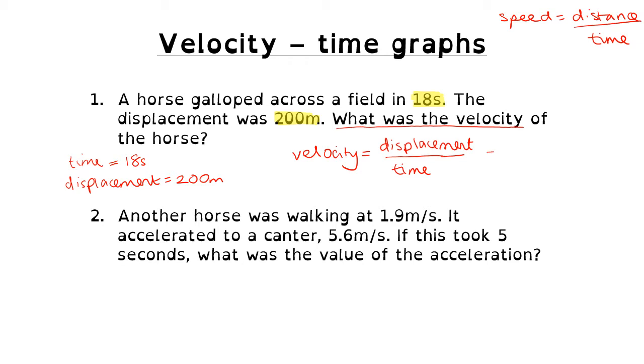So the displacement we know is 200 meters. The time taken for that was 18 seconds. And so the velocity of the horse, if I tap that into my calculator, is 11.1 meters per second.